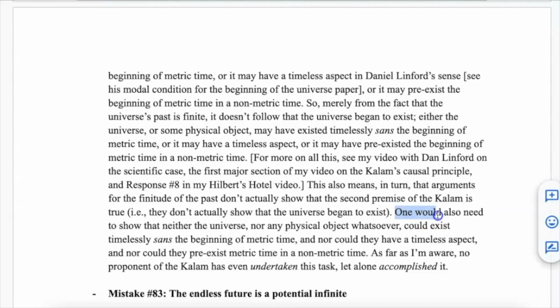One would also need to show that neither the universe nor any physical object whatsoever could exist timelessly sans the beginning of metric time, and nor could they have a timeless aspect in Linford's sense, and nor could they pre-exist the beginning of metric time in a non-metric time. And furthermore, nor could any physical object just be timeless simpliciter. As far as I'm aware, no proponent of the Kalam has even undertaken the task of giving sufficient reasons to rule out each and every one of these, let alone accomplished such a feat.